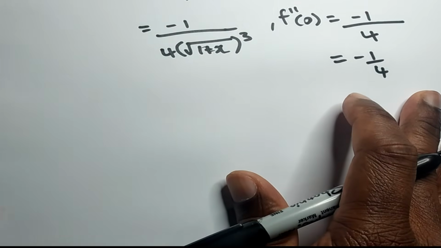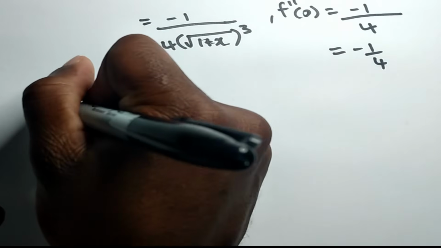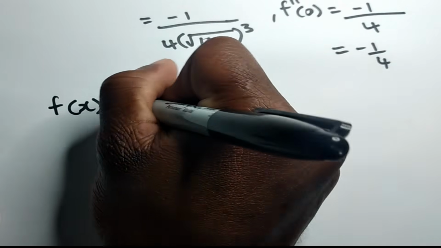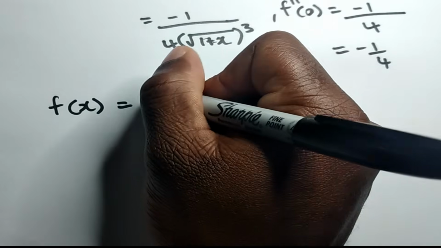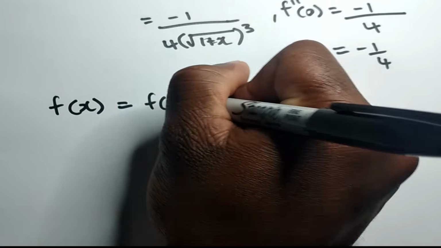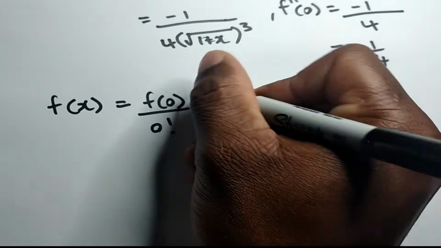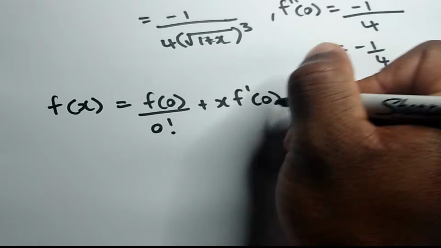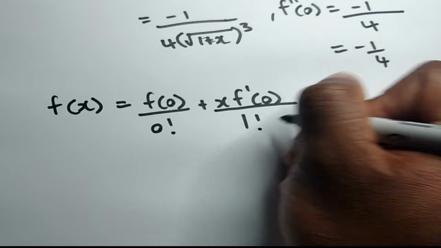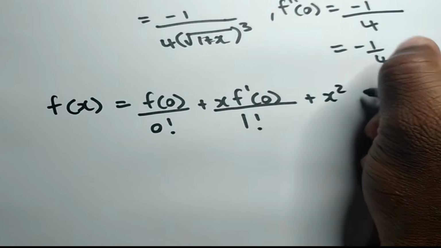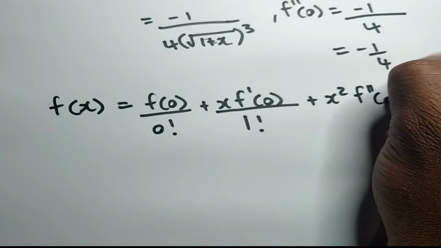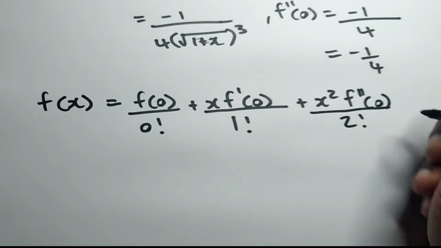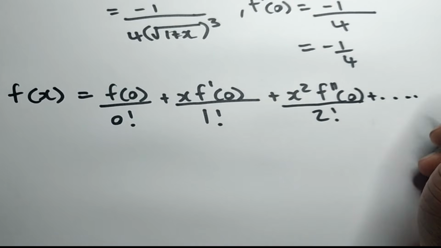So now the final step is to write this thing using the Maclaurin series expansion formula. We'll have f of 0 over 0 factorial, plus x times the result that we get when we sub 0 into the first differential of f of x over 1 factorial, plus x squared times the result that we get when we sub 0 into the second differential of f of x over 2 factorial. And as always, we can continue that.